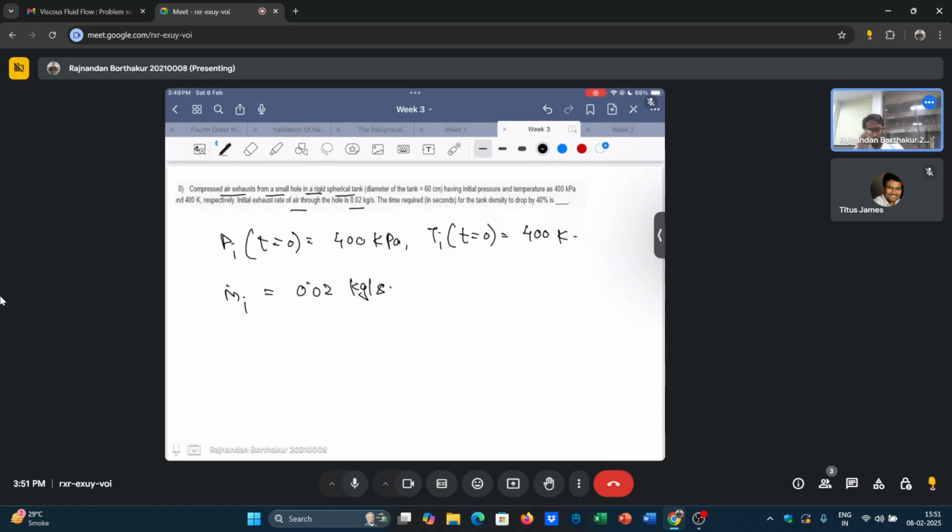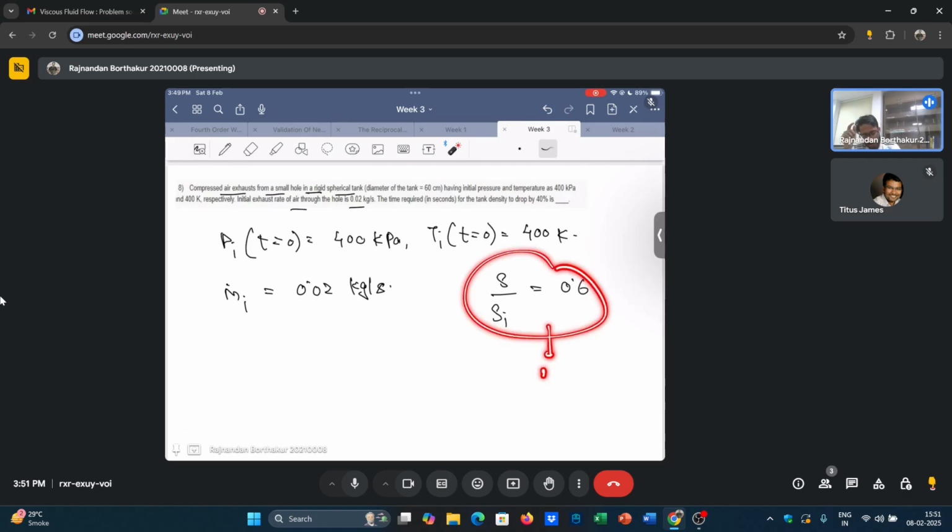Now given this, they have asked how much time it will take for the density to drop to 40%, meaning they're asking for rho by the initial density rho I to be equal to 0.6. For this to happen, how much time will it take? That's it. That is what they're asking. Because if the density falls by 40%, the density at that time would be just 0.6 times the initial density. Just give it a thought and you will understand why I wrote this. So they are just asking how much is the time required for this.